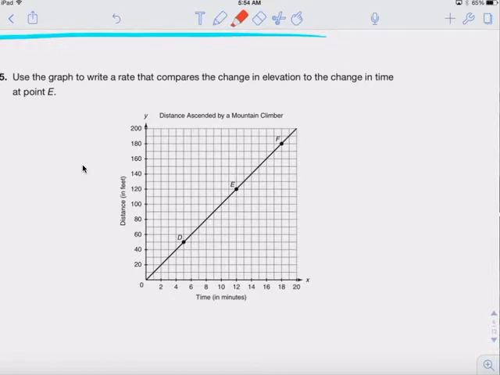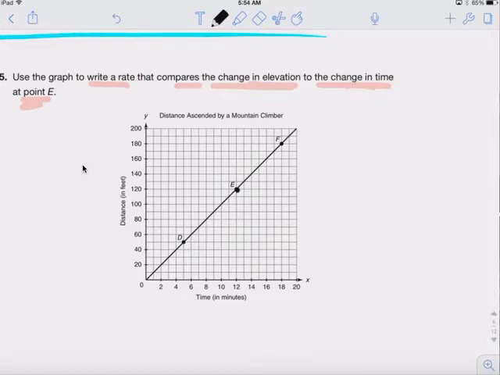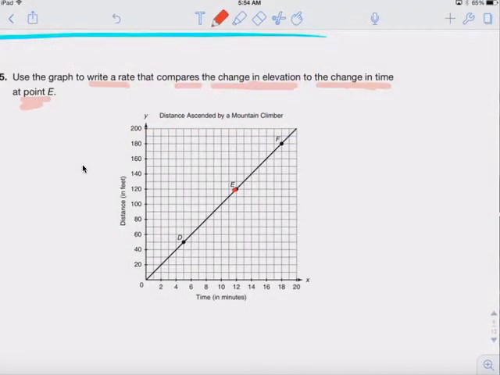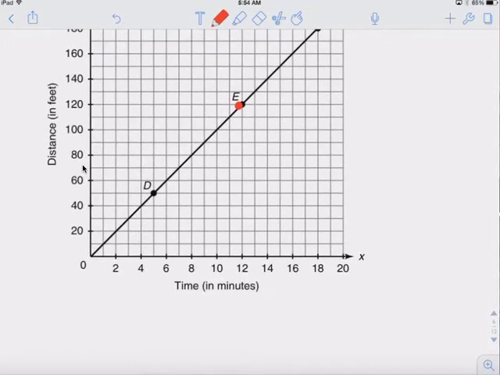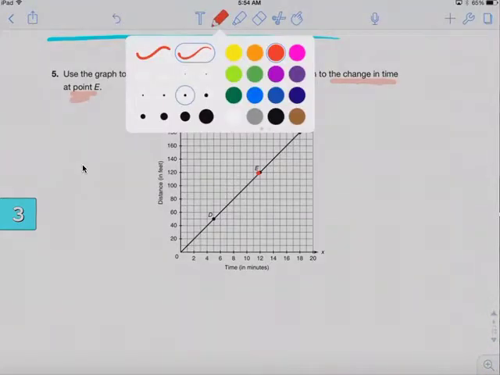Again, use the graph to write a rate that compares the change in elevation to the change in time, point E. Well, they definitely want you to use point E this time. Point E is right here. Either you do point E to point F, or you can go back to point E to point D right here. It doesn't really matter, but they want you to start with point E.